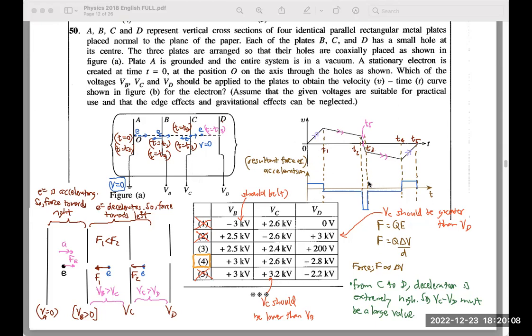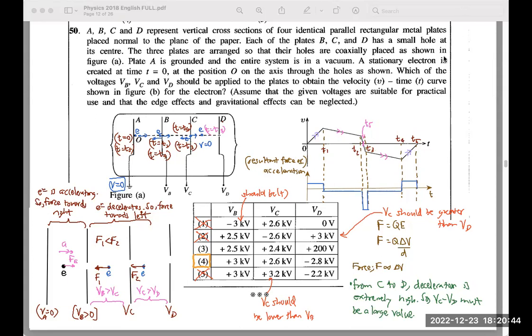Okay, so quickly, let's go through this again. We have to interpret the VT graph. We have to understand in what direction the forces are acting, and based on the direction of forces, we decide the potential difference, or how the forces are going to act, and how the high potential and low potential must be arranged. Based on that only, we decide the potentials. So if it is accelerating from A to B, A should be low potential and B should be high potential, because the electron gets attracted towards the high potential.